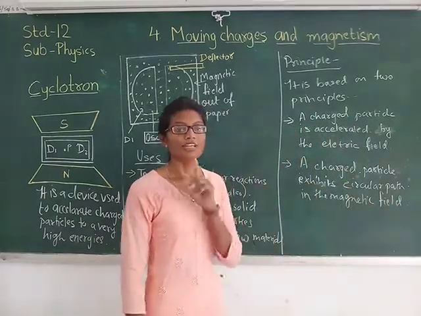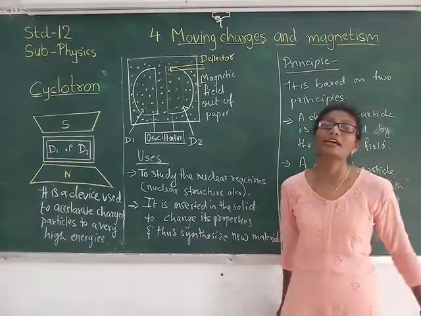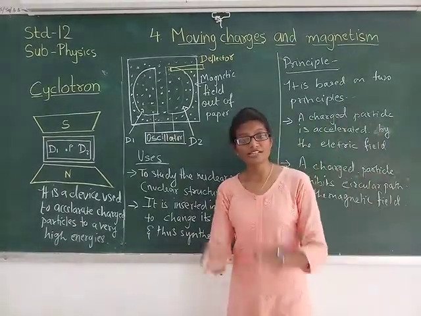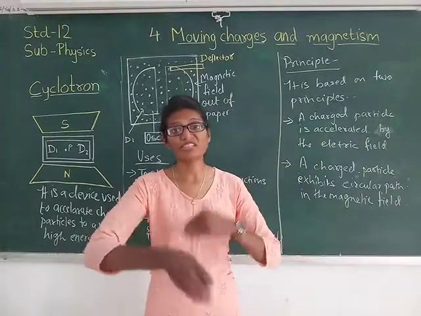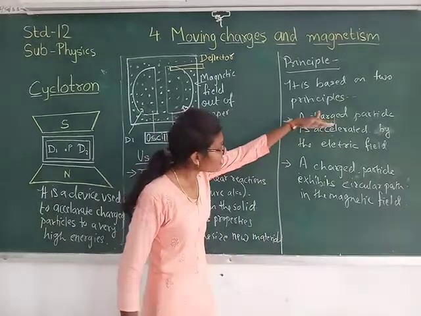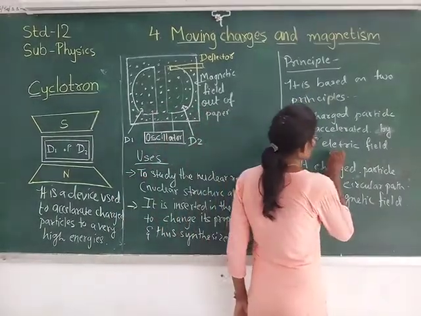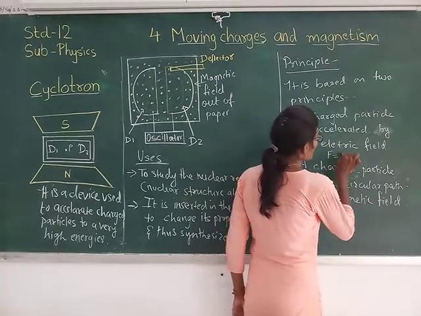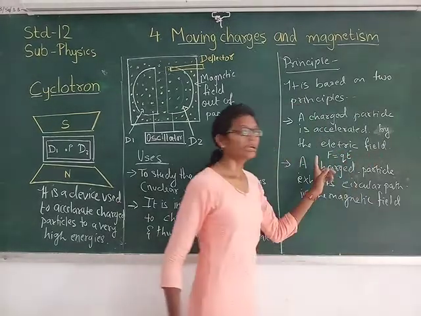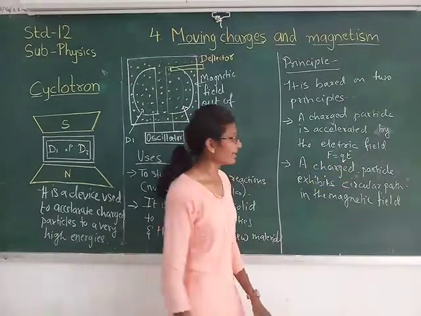Right? When a charged particle is put into the electric field, it gets accelerated. And when the moving charged particle is put in the magnetic field, it exhibits a circular path. These we already know, right? How does this charged particle get accelerated due to the electric field? Because we have the equation F equals QE, right? Electric force is equal to the charge into the electric field.